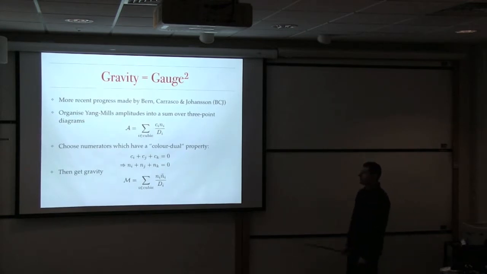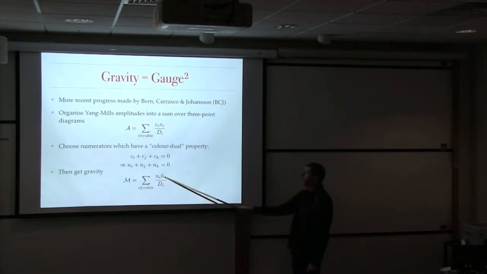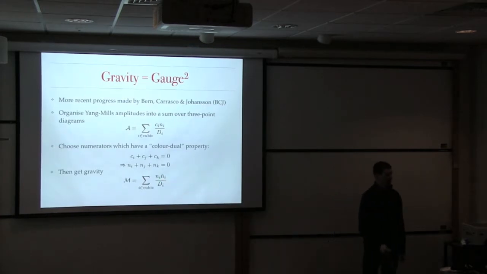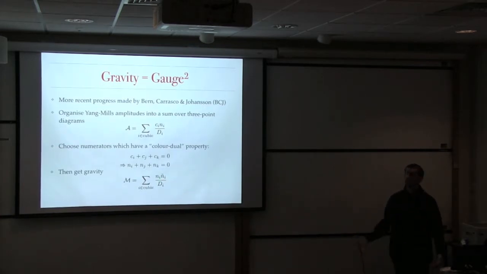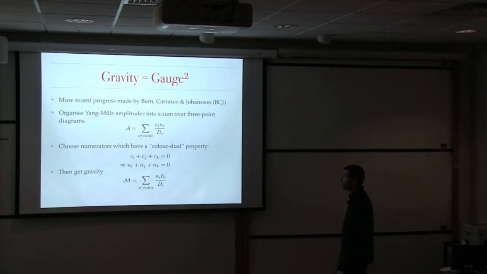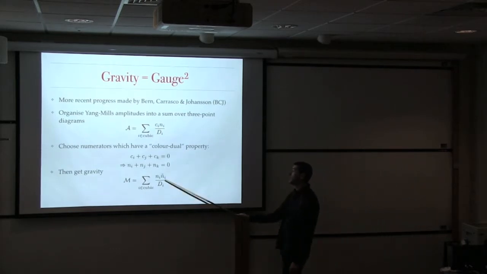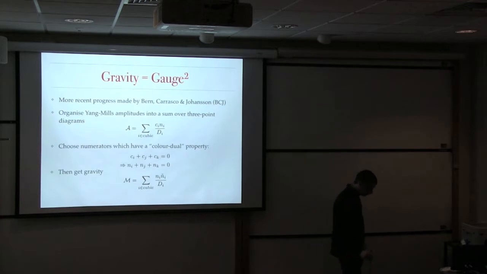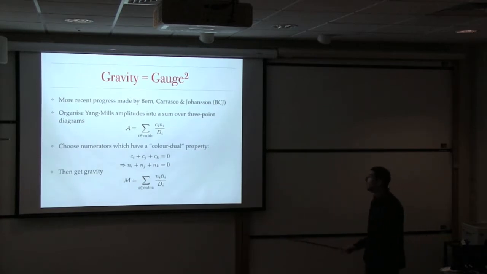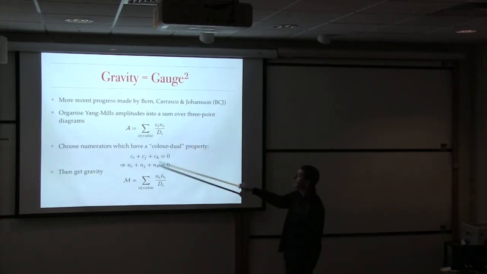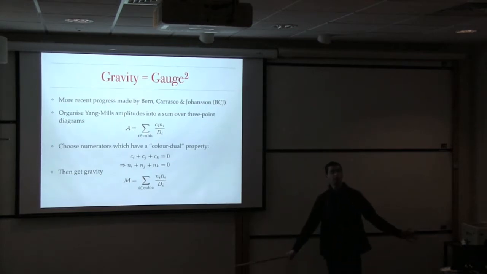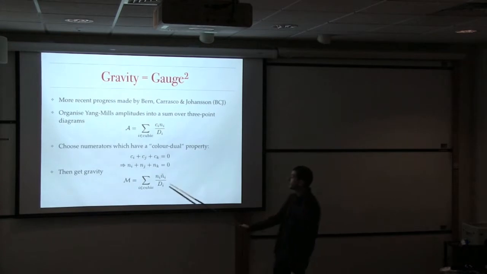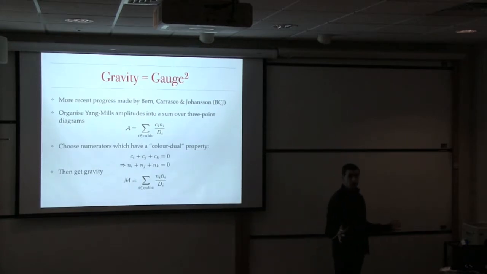Now, in writing this formula, I put a tilde here in one of the numerators N. The reason is that this numerator could be a numerator for a different kind of gauge theory. So for example, you could pick the N_i, these guys here, to be the numerators for pure Yang-Mills theory, N equals 0, and I could pick this N tilde_i to be a set of numerators for N equals 4 super Yang-Mills theory.